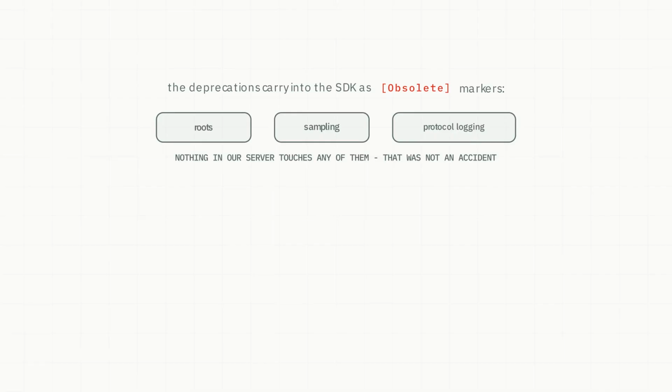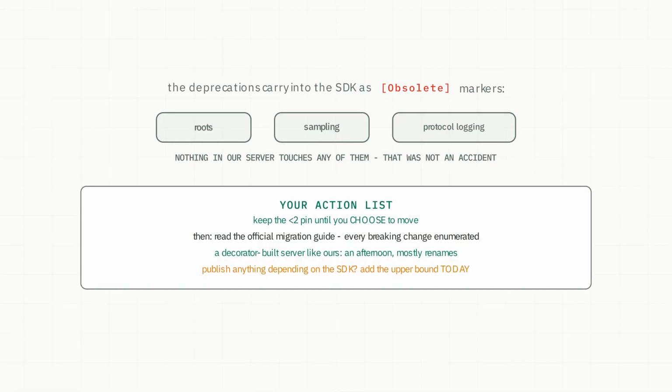Nothing in our server touches any of them, which was not an accident, so your action list is short. Keep the version pinned below 2 until you choose to move. When you do, read the official migration guide. It enumerates every breaking change. Expect the port of a decorator-built server like ours to be an afternoon, mostly renames.